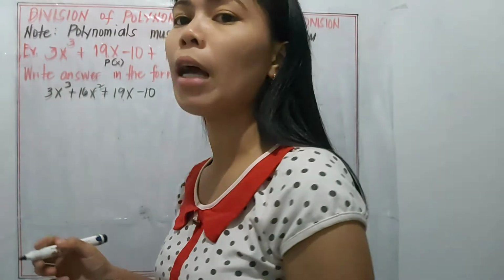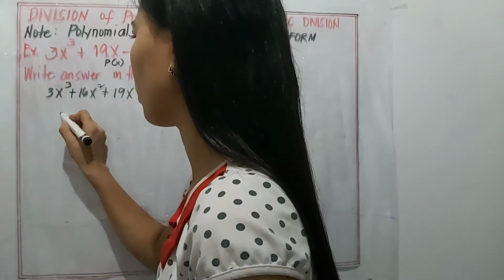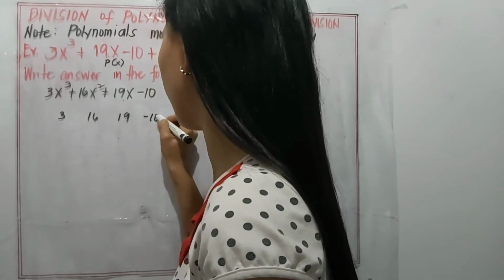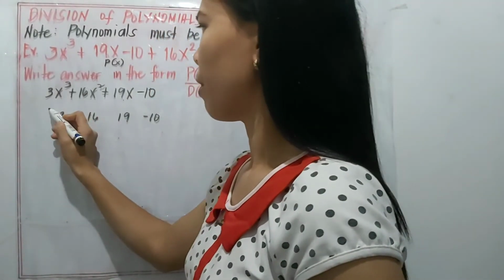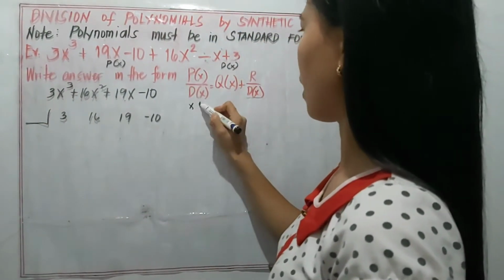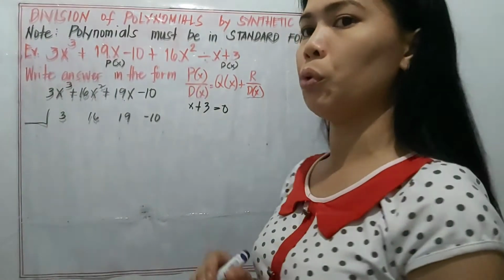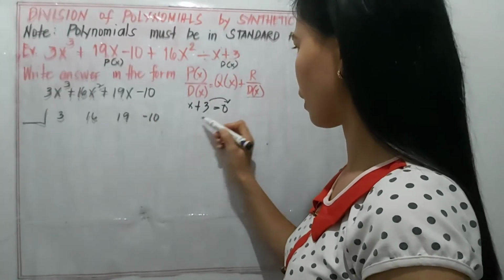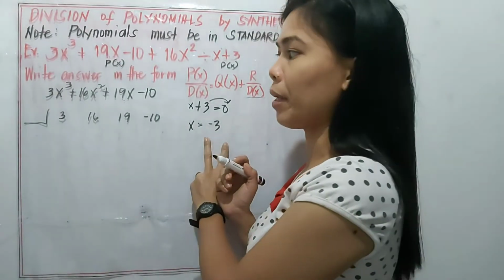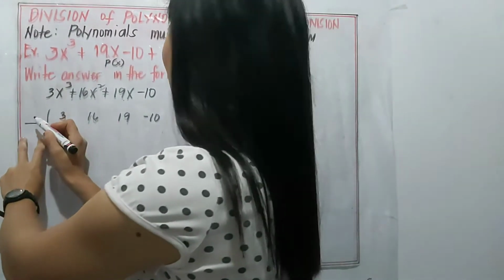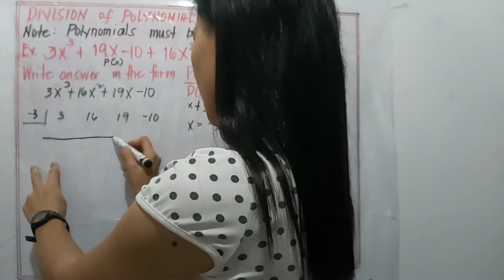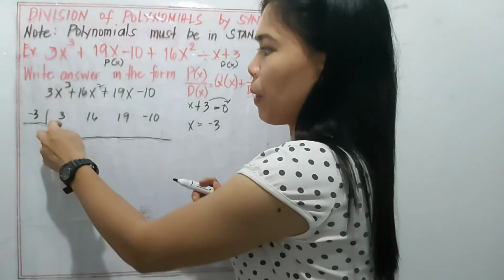First, let us copy our coefficients. Numerical coefficients, 3, 16, 19, and negative 10, in a row. Then, let us get our divisor. We have here x plus 3. Equate it to 0. Then, of course, solve for x. We'll have x is equals to negative 3. And this negative 3 will be written in this leftmost corner of our coefficients. Let's put a horizontal line, leaving a space in between.